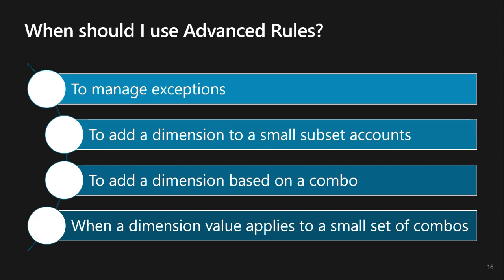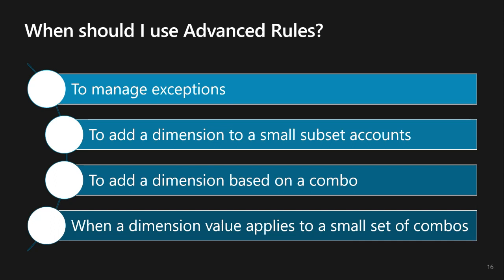Advanced rules can also be used when you need an additional dimension when a certain combination is used. Using a similar example, let's say you have a range of expense accounts and a department dimension called marketing. In this case, you want to track an additional marketing purpose for the range of main accounts only when the department for marketing is selected.